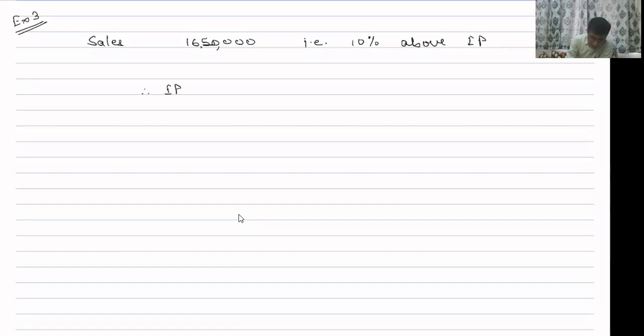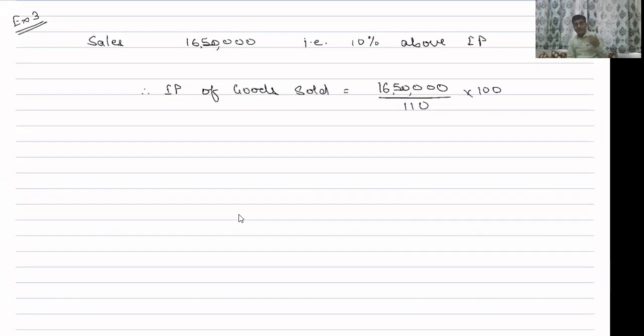Therefore, IP of goods sold will be equal to 16,50,000 upon 110 into 100. क्यों? If additional profit is given with reference to IP, I presume invoice price is 100, so additional profit is 10, therefore selling price is equal to 110 or not? So accordingly, my invoice price of goods sold comes to 15 lakh rupees. पहला point clear है? Yes or no? Invoice price of goods sold is 15 lakh rupees. Is this point right for everyone?